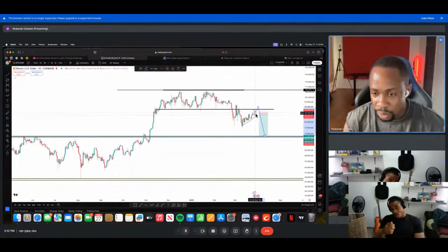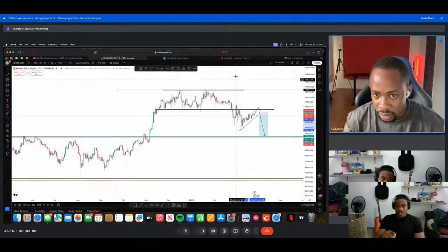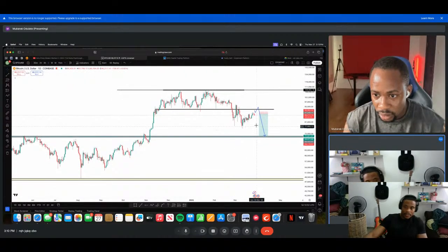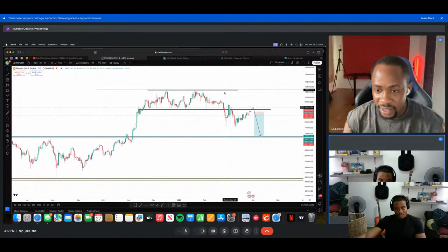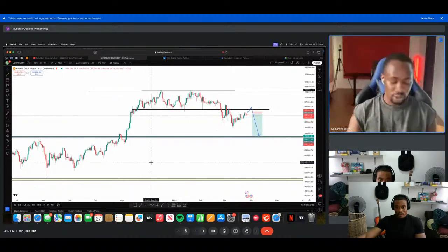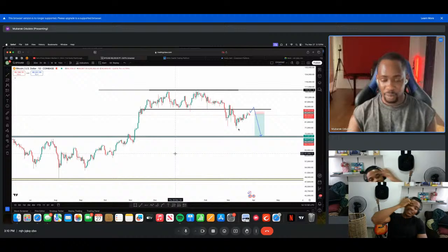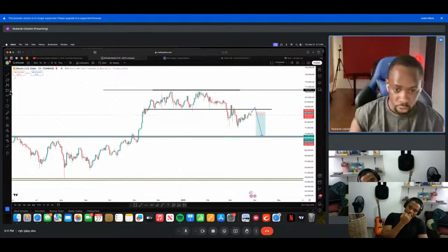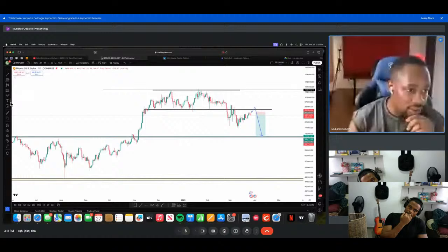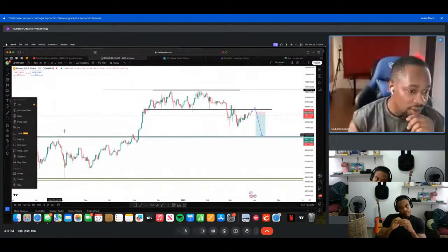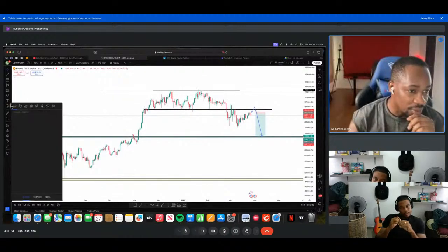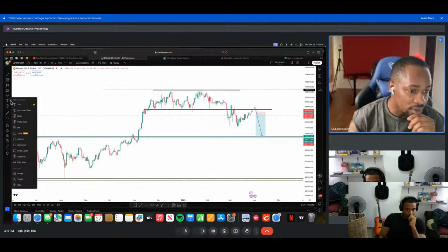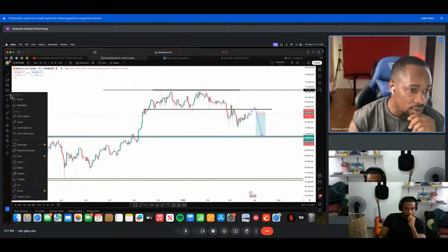Because it's broken it twice already. You mean it's gone there for the liquidity down? It's gone there for liquidity. It broke it the first time, but I feel like it went for liquidity. What I'm just looking at here is structure basically. So I'm trying to see what's coming. I'm trying to be more discreet about what I'm trying to talk about.